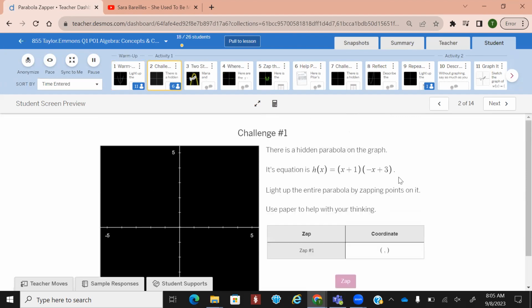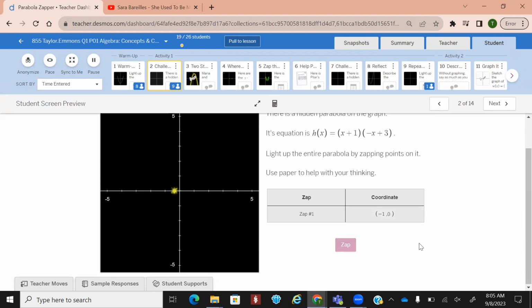Anyways, all right. Light up the entire parabola by zapping points onto it. All right, so what is this going to be? What's going to be the x-intercept for this first part? -1, 0. Do we see how we flip the sign? Zap.